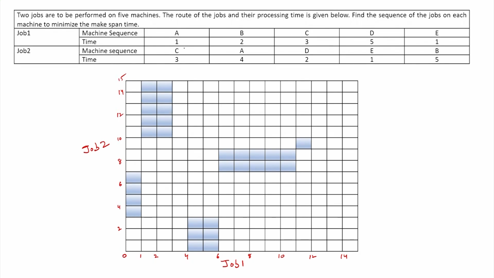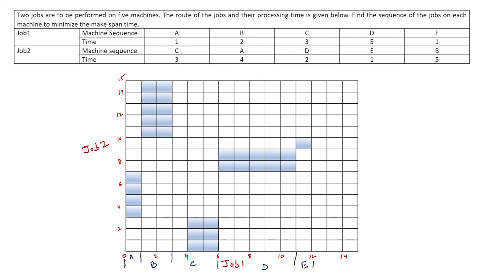For job 1, first is machine A. The requirement of A is from 0 to 1. Then it goes to machine B, 1 to 3. So, this is machine B. Then another 3, up to 6, that is C. Then another 5, 6 plus 5 is 11, that is D, and then it goes to E, 11 to 12, that is E. So, like this we have marked the machines for job 1: first A, then B, then C, then D, then E. In the same way, on the y axis we will mark job 2.